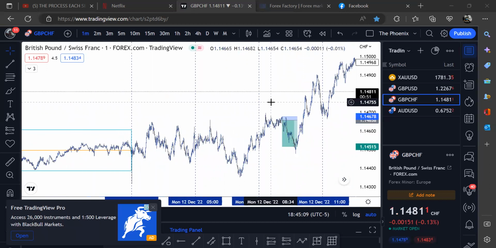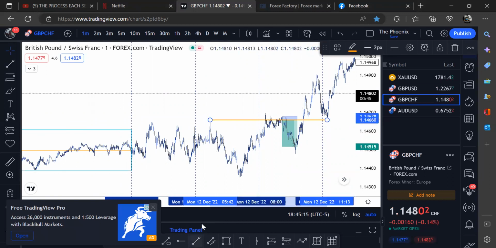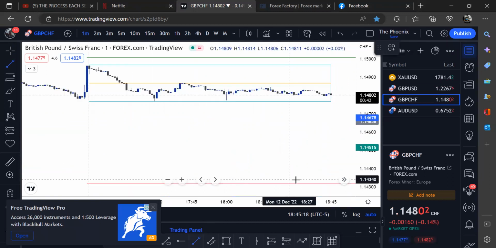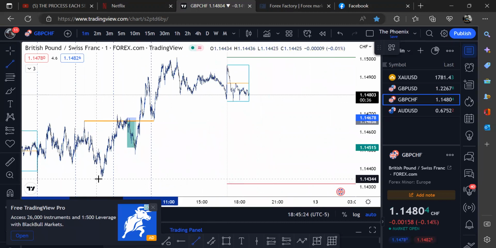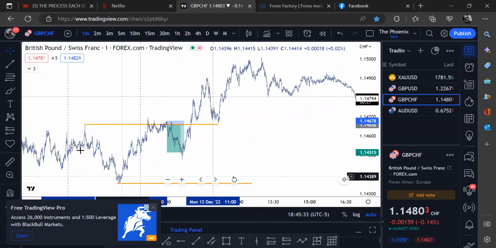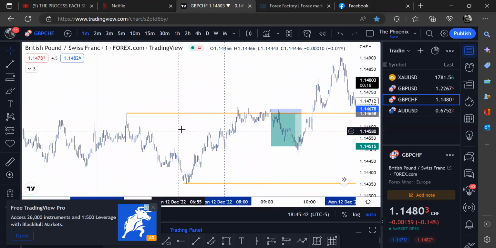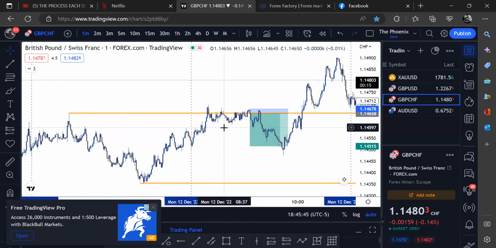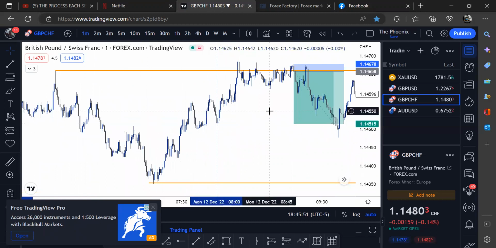Coming into New York session, the current low and high would have been the last high here and this last low here. Let's correct that here. So that would have been the low and the high of the day coming into New York session. Now that I've noted the high and the low, I'm waiting to see how price reacts to these, whether it's the high or the low, to know what to anticipate after that.